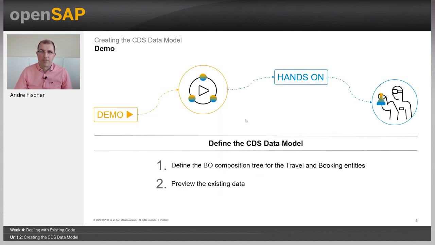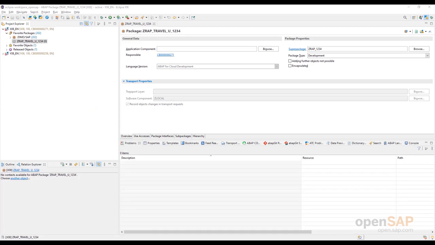Let's start with a demo. At the end of this demo, we will have created the business object composition tree for the travel and the booking entities, and we will use the preview functionality in ADT to check the data that exists in the tables. The topic of this week is dealing with existing code. So we start with having a look at the legacy business logic that we want to leverage for our unmanaged business object implementation. For this, we investigate the sub-package DMO flight legacy that resides in the package DMO flight.